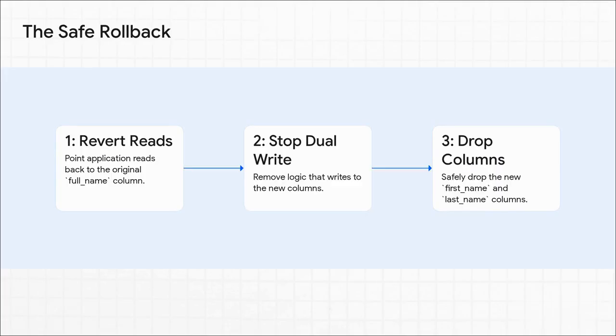Now here's the beautiful part. At any point before that final contract step, we can reverse course without breaking a sweat. If we find a bug after migrating reads, no problem. We just reverse the process, we migrate the reads back to the old full name column, we turn off the dual write, and then we safely drop the new columns. Boom! It's clean, safe, and totally stress-free rollback. That right there is the power of designing for resilience.